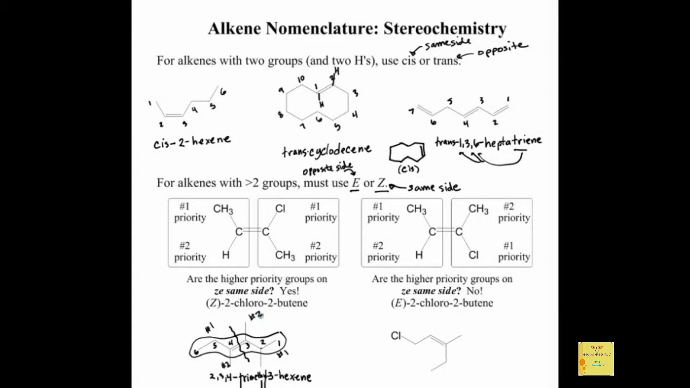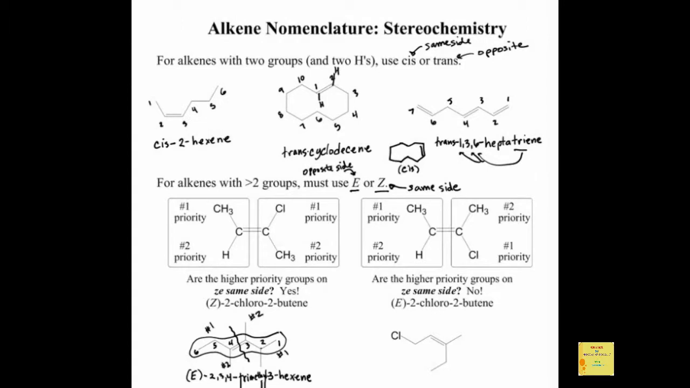So which isomer do we have here? Do we have E or Z? We compare the number 1 groups. Are they on the same side? They are not. They are on opposite sides. We call that the E stereochemistry. So that goes all the way out front. We describe this as E.